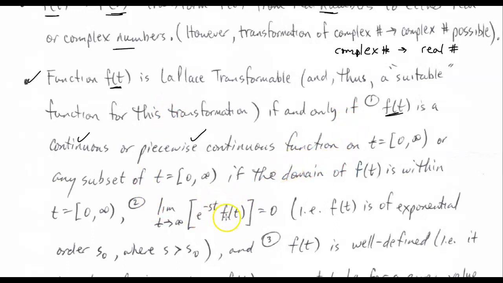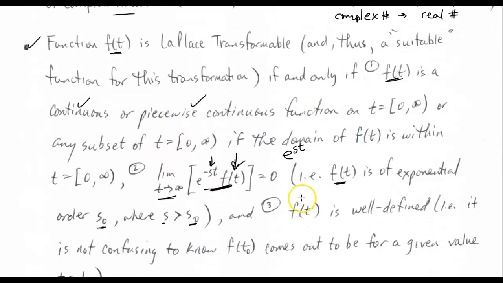Our second condition is, of course, that e to the minus st times f of t approaches 0 as t approaches infinity. So in other words, my function f of t cannot grow faster than e raised to the positive st, if I want to think about it in terms of increasing terms, or if I think about it as e raised to the minus st, the rate at which this decreases has to be faster than the rate at which f of t either increases or decreases. It really doesn't matter. Another way of putting this is that f of t is of exponential order s sub 0, where s sub 0 is always less than whatever value s is here.